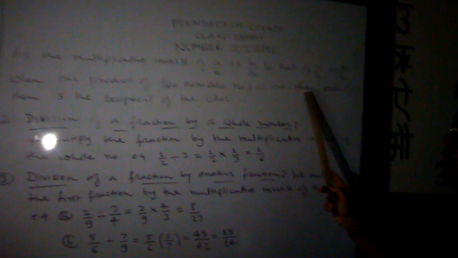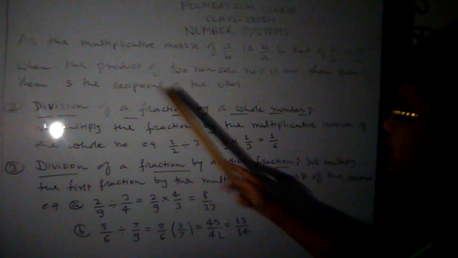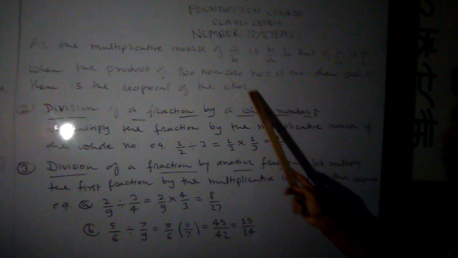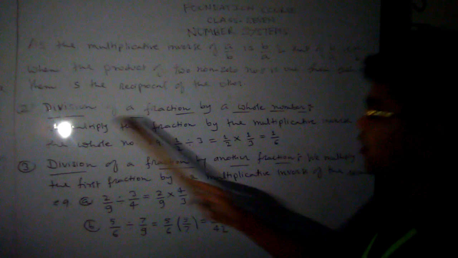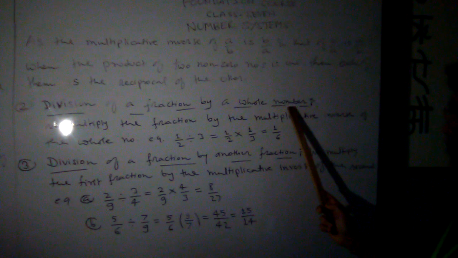So the multiplicative inverse of a by b is b by a and that of b by a is a by b. When the product of two non-zero numbers is 1, then each of them is the reciprocal of the other. Remember, when the product of two non-zero numbers is 1, then each of them is the reciprocal of the other.